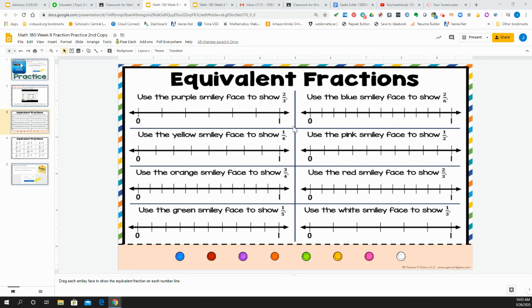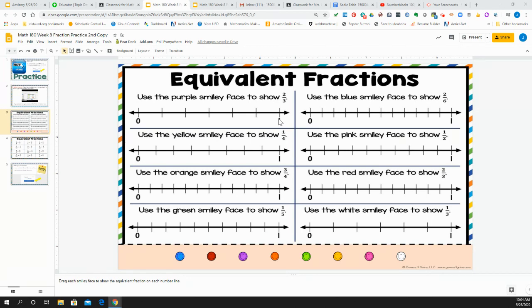The first one says, use the purple smiley face to show 2/3. So if I think about that fraction 2/3, I'm going to start by looking at the denominator, the bottom part of the fraction, and I see that it has a 3. And I notice on the number line that there's way more pieces than 3 pieces, right? Like if I were to start at 0 and I count each of the tick marks, so there's 1, 2, 3, I'm not at the 1 whole mark, right? I should end up over here if I've done it correctly.